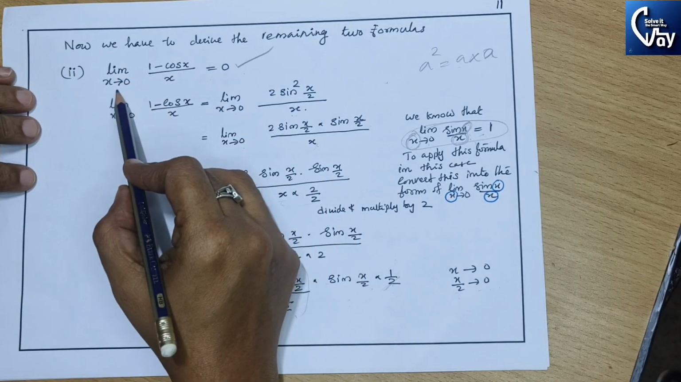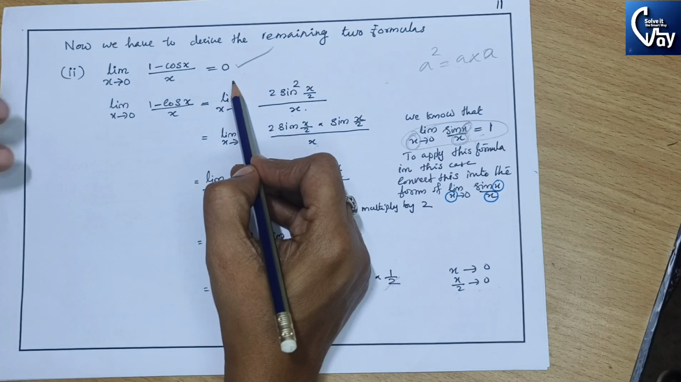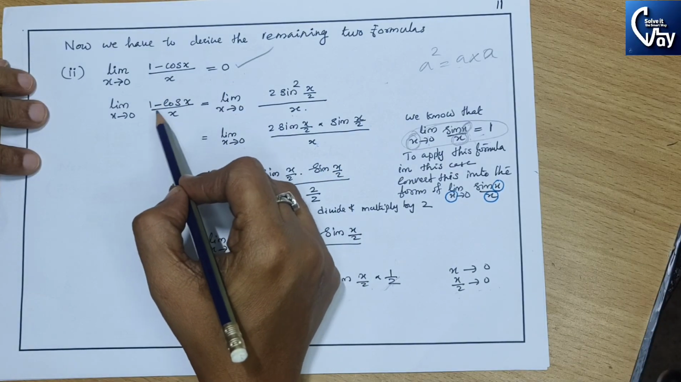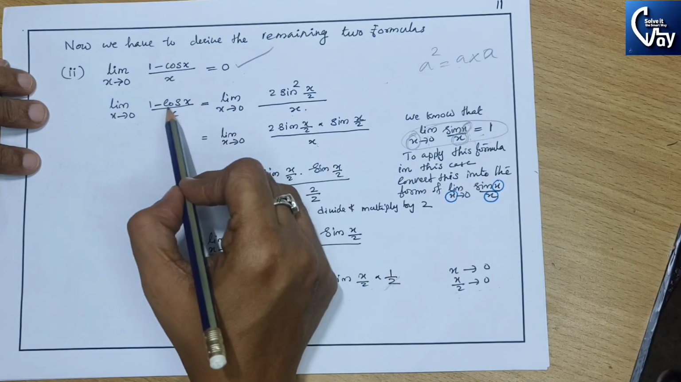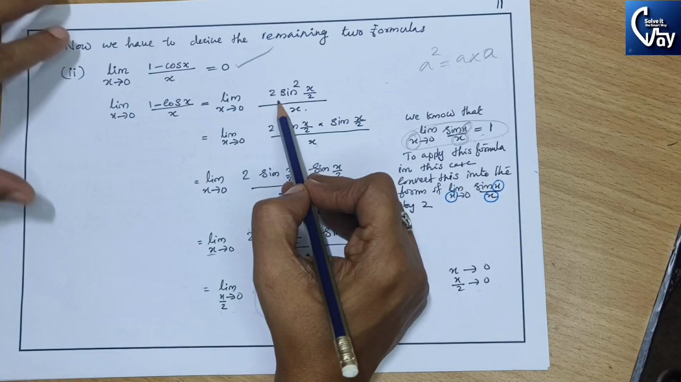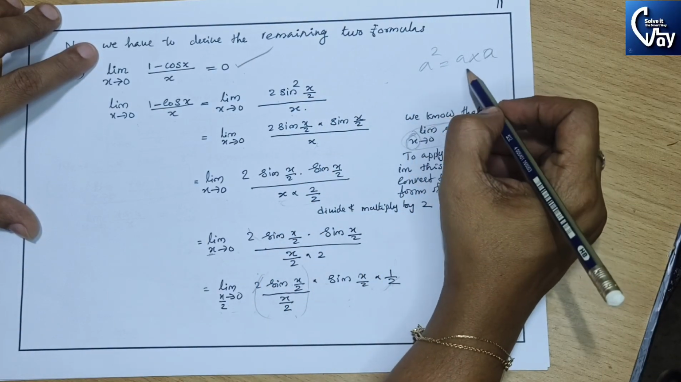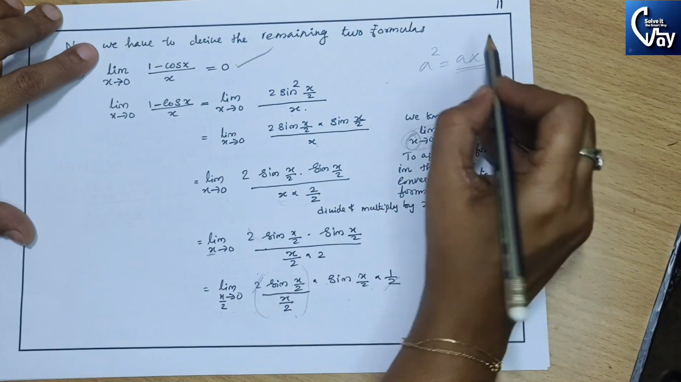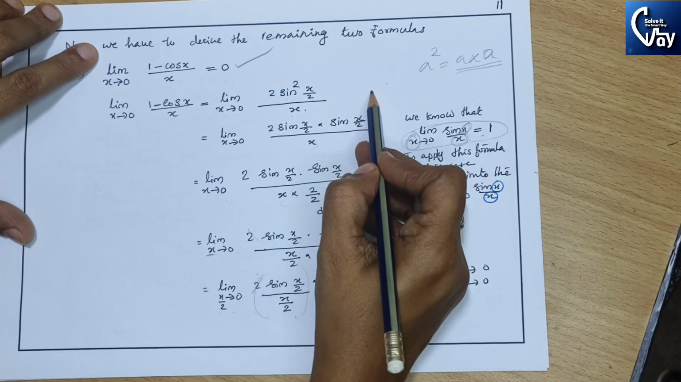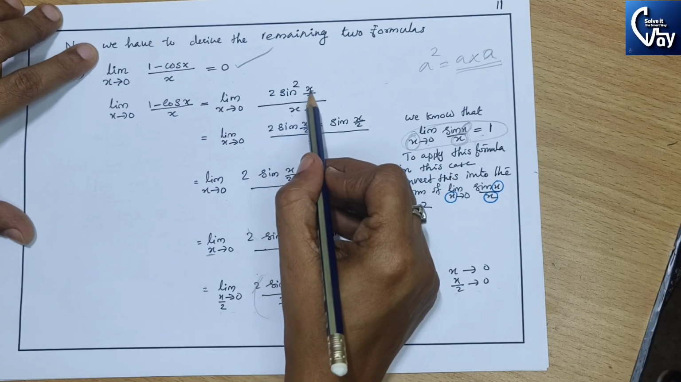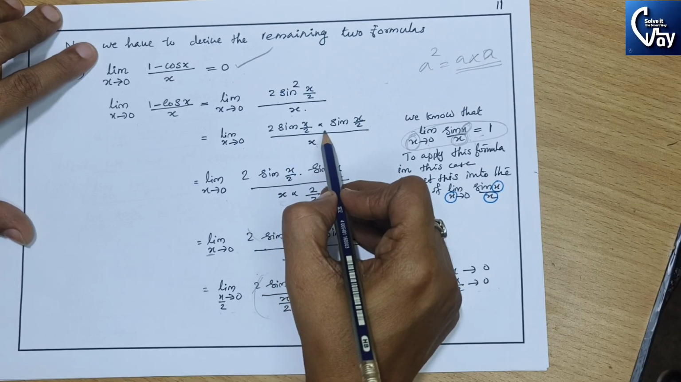Second one, limit x approaching 0 of (1 minus cos x) by x is equal to 0. Limit x approaching 0 of (1 minus cos x) by x equals limit x approaching 0 of, what is 1 minus cos x? That is 2 sine square x by 2, by x. What is a square? A square means a into a. So sine square x by 2 is sine x by 2 into sine x by 2. So 2 sine square x by 2 can be written as 2 into sine x by 2 into sine x by 2.